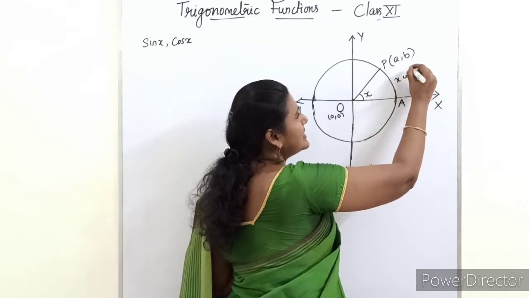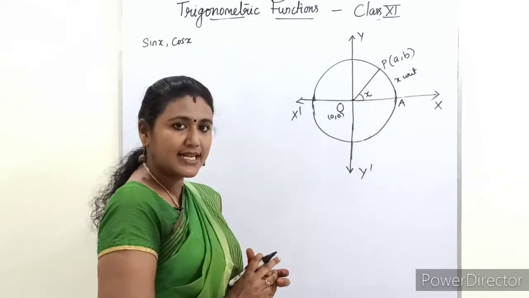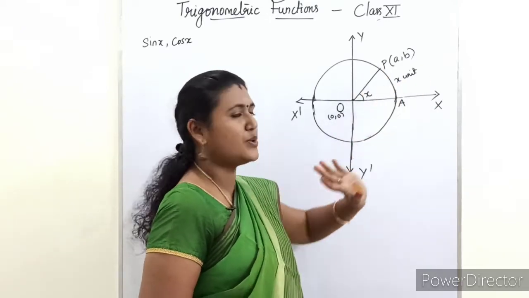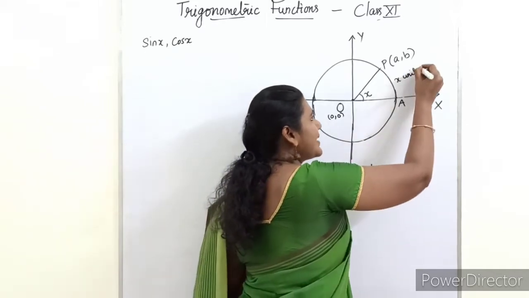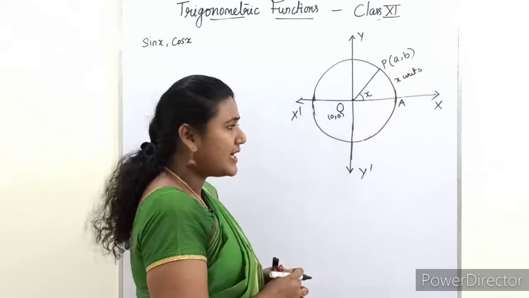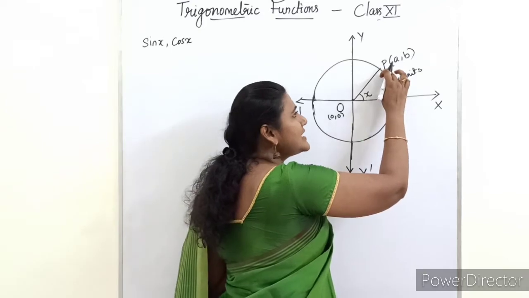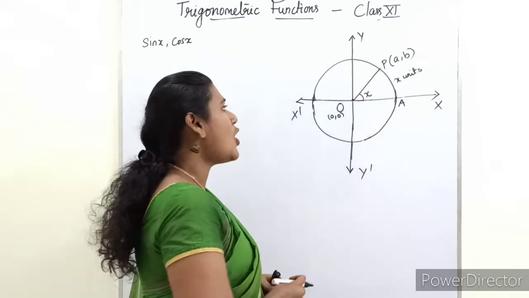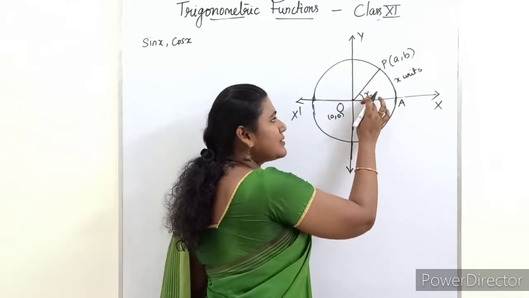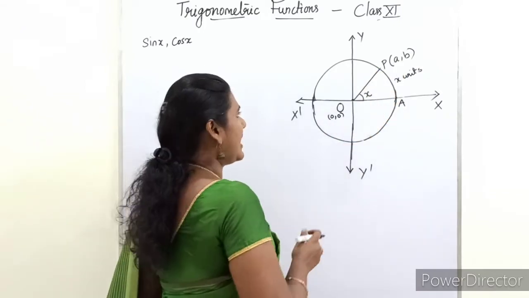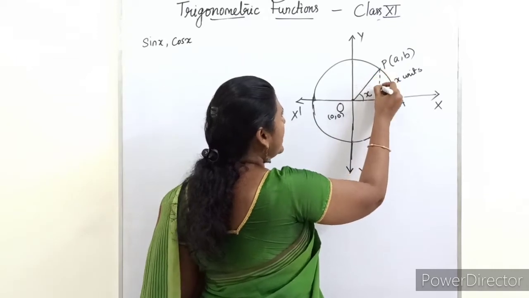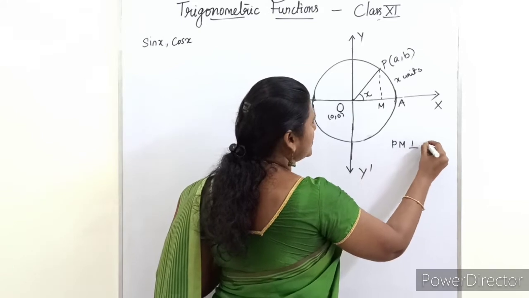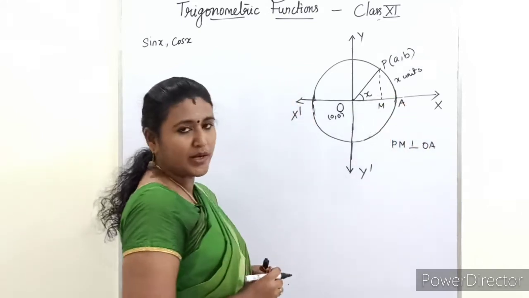We have already seen this. If it subtends x radian at the center, it means the length of the arc AP is x units. Then how can we represent this point P in terms of this angle x? For that, we will draw a perpendicular PM, so PM perpendicular to OA.